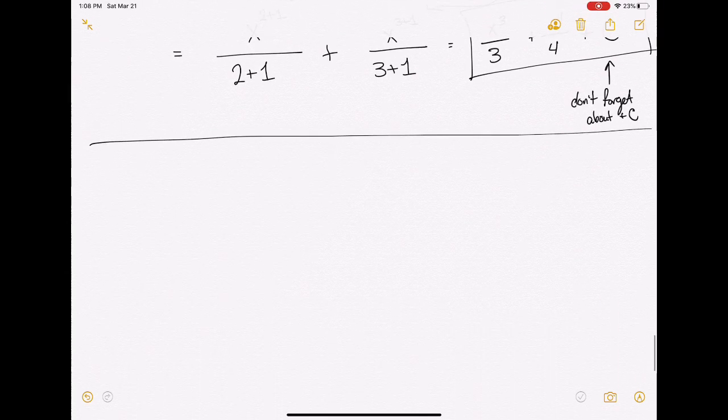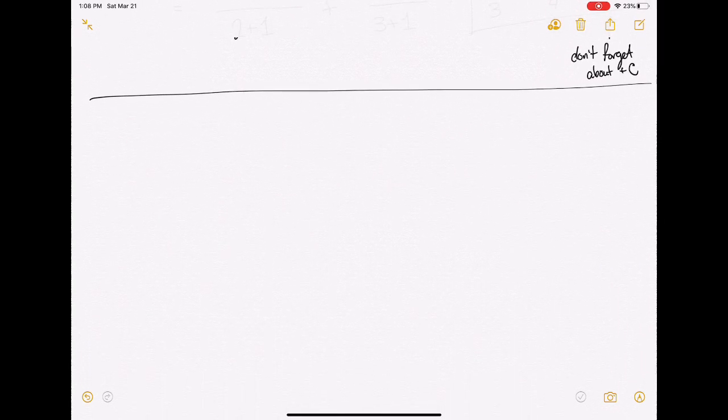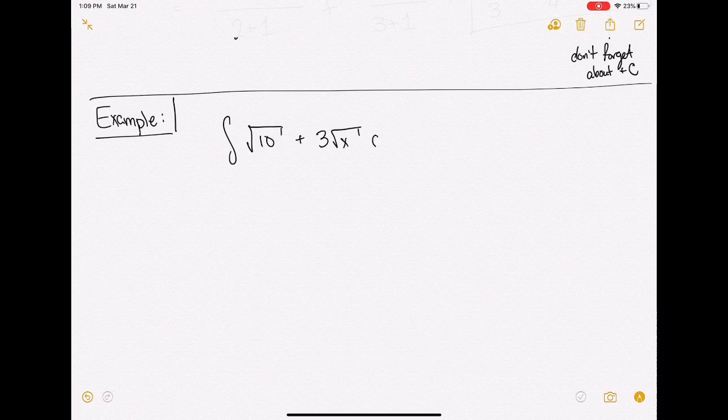Let's try another example. This is more similar to something you might encounter on the homework. Make your lives tough a little bit. Let's do the integral of the square root of 10 plus 3 times the square root of x dx. So what's going on here? Well, I can certainly split it up over the plus sign, so I might as well start out with that.